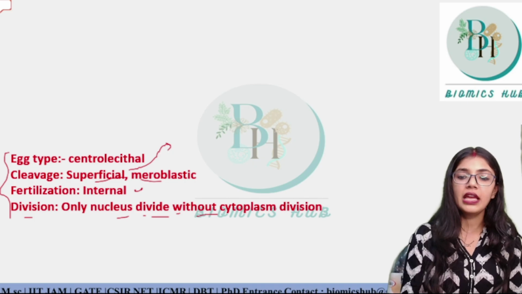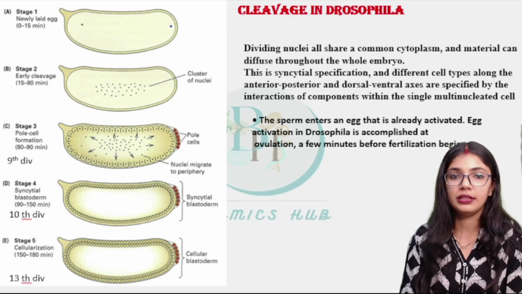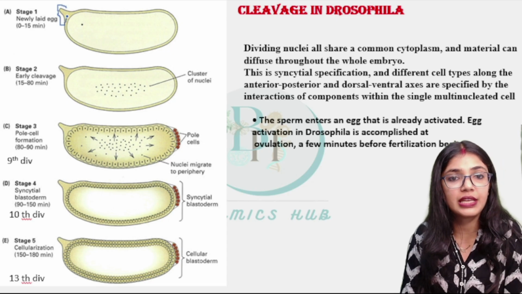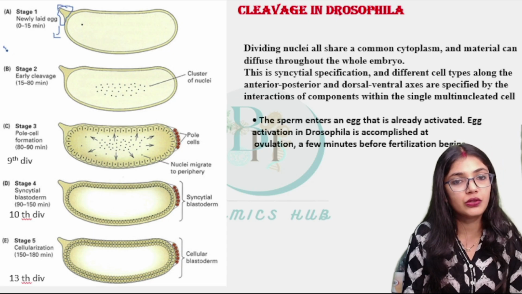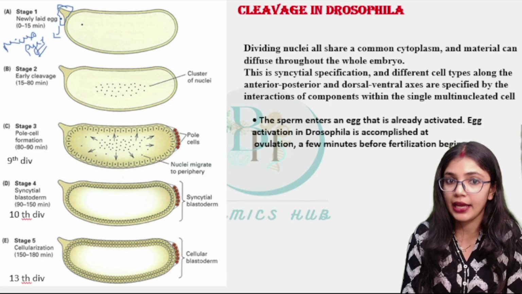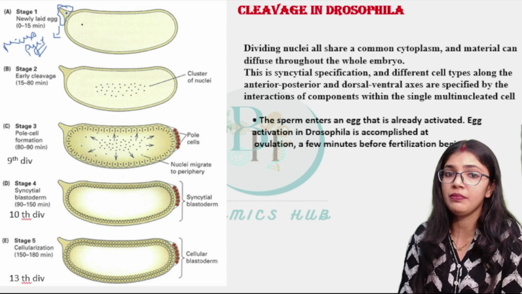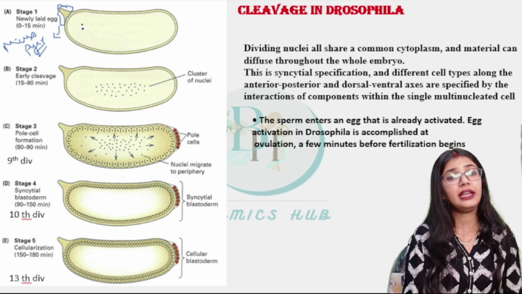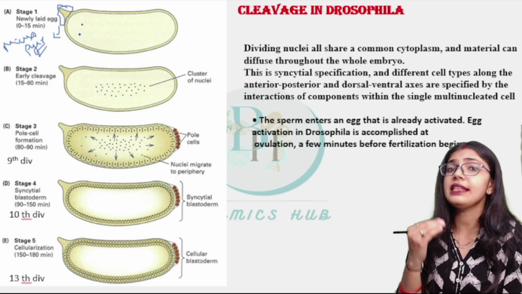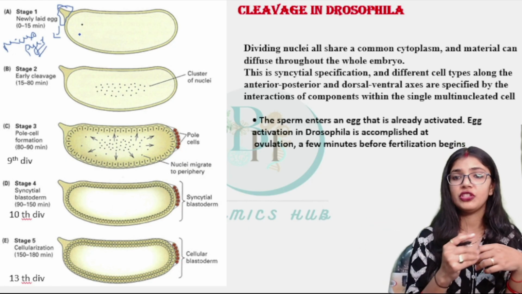Now let us see how the cleavage of Drosophila takes place. Here we can see the egg. This is a newly laid egg, and in this region you can see one portion known as the micropyle end, the position of the egg where the sperm is allowed to enter. After the sperm enters, it forms a zygote. After the formation of the zygote, the zygote divides into many small cells, which is known as cleavage.